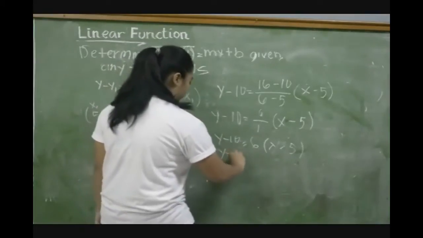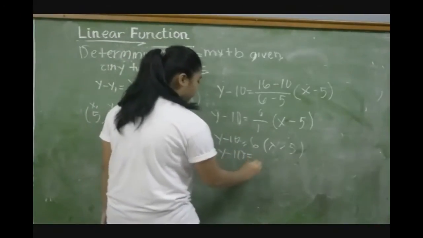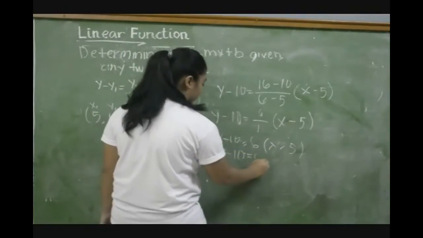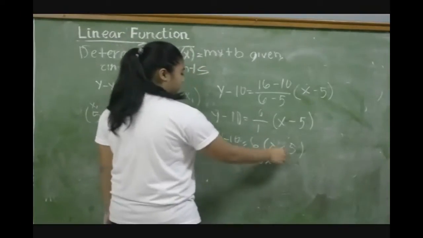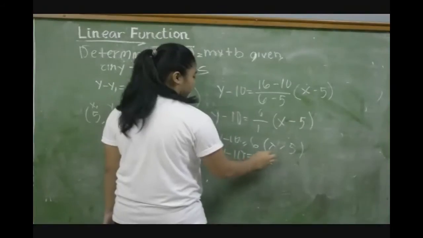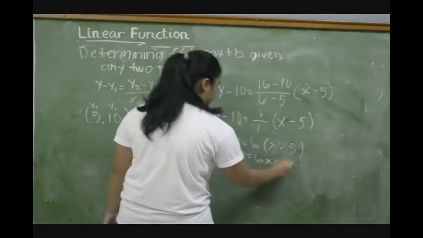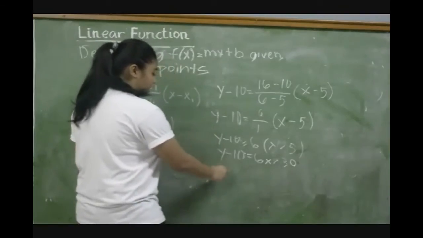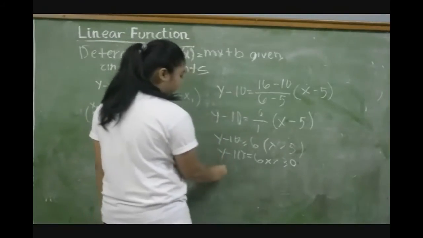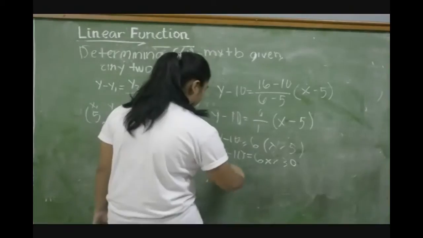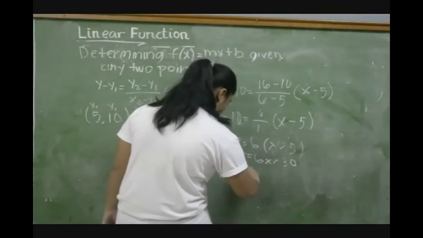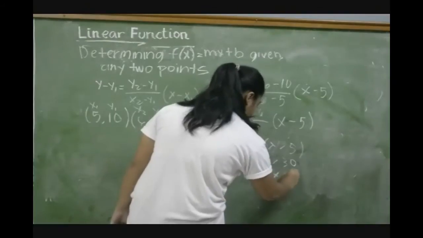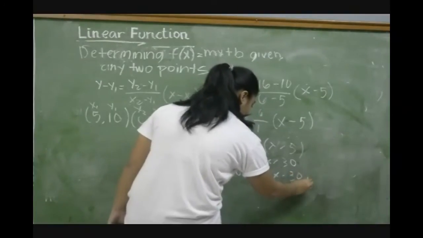Y minus 10 is equal to 6 times x, is equal to 6x. 6 times negative 5 is negative 30. To remove this, add 10 to both sides. Y minus 10 plus 10 equals 6x minus 30 plus 10.